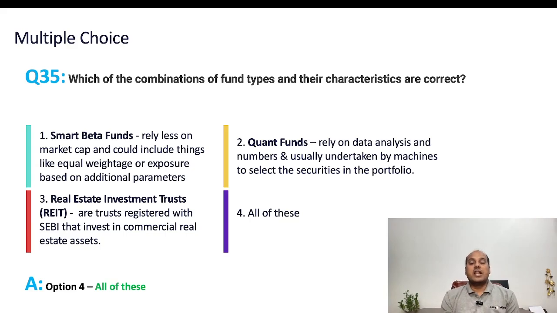Quant funds rely on data analysis and numbers and are usually undertaken by machines to select the securities in the portfolio, which is fine. It's more of a mathematics driven, data driven, machine driven fund where if there are certain patterns, based on those patterns certain decisions are made. REITs are trusts registered with SEBI that invest into commercial real estate. All of these are correct.